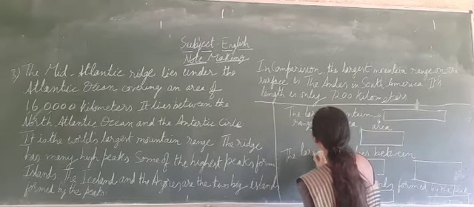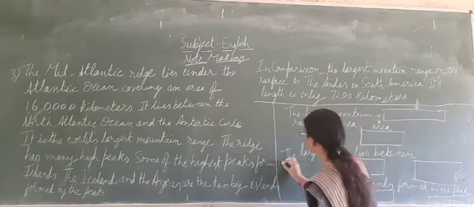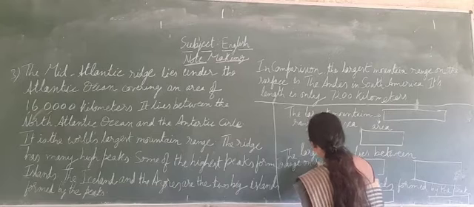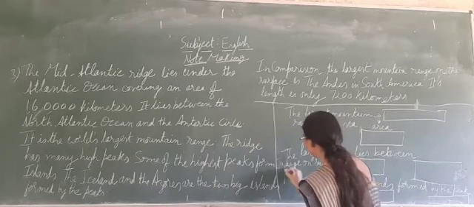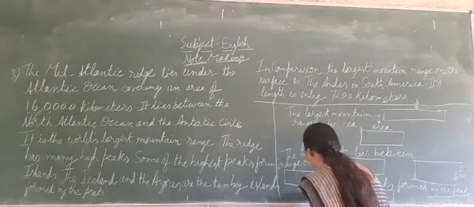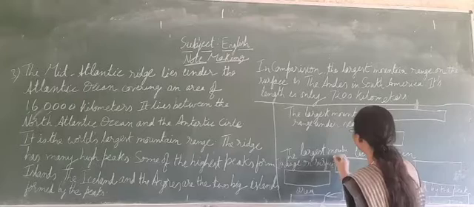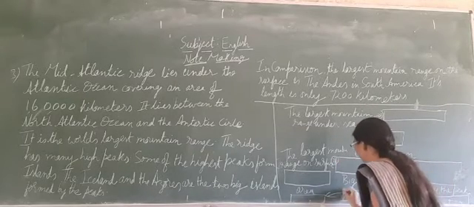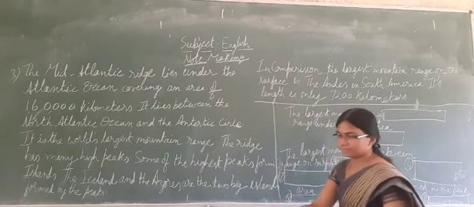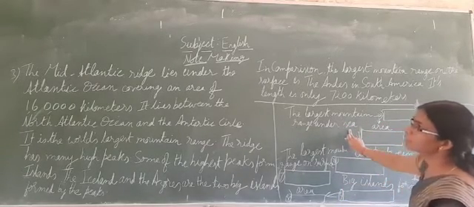The largest mountain range on surface. Next, its area. So this is the first one, second, this is third, fourth, fifth, sixth, seventh, and eighth. Answers note. The largest mountain range under sea.